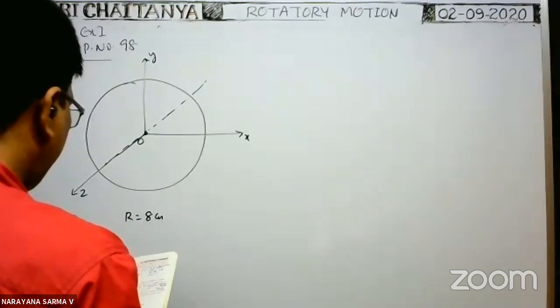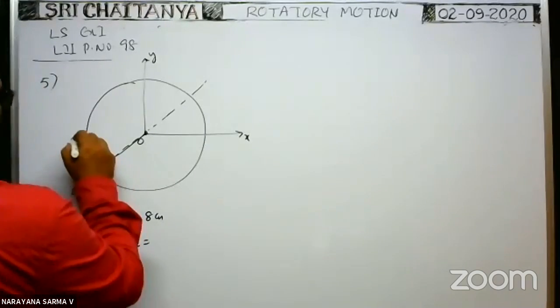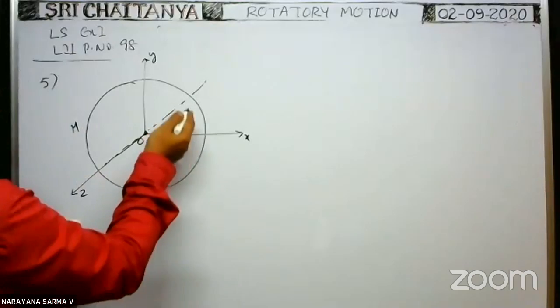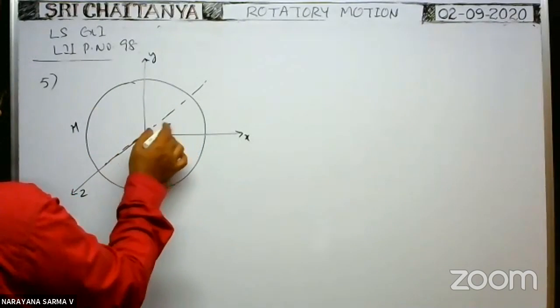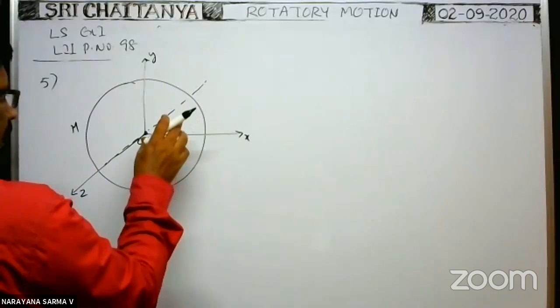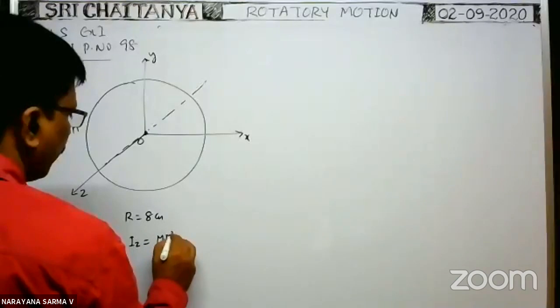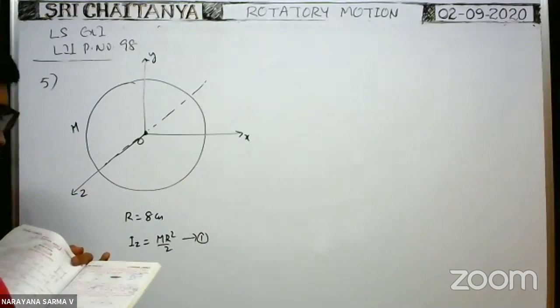What is the moment of inertia about the z-axis? Suppose the mass of the disk is capital M. The moment of inertia about the z-axis is about the natural axis of the disk, the axis passing through the center perpendicular to the plane of the disk, because the disk lies in the xy plane. So that is equal to Mr square by 2. Keep it like this.